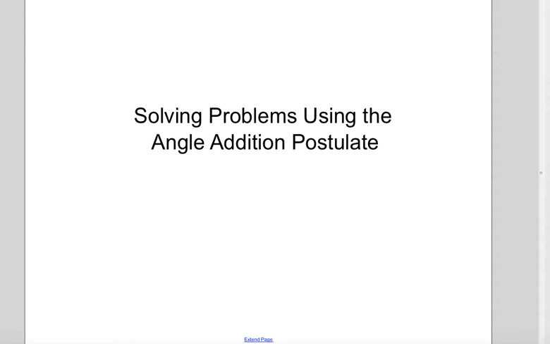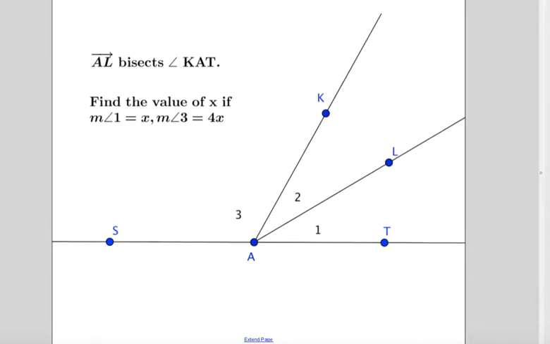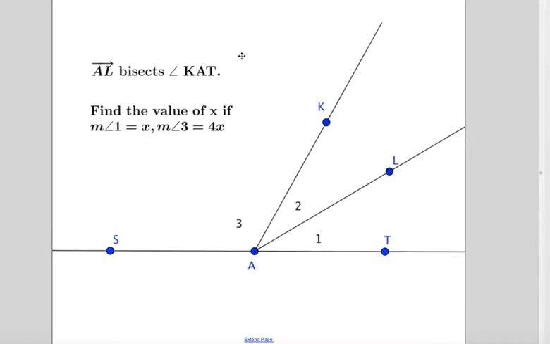This video is about solving problems using the angle addition postulate. Suppose we're given this problem. We're told that ray AL bisects angle KAT. So what fact can we extract from that information right away?